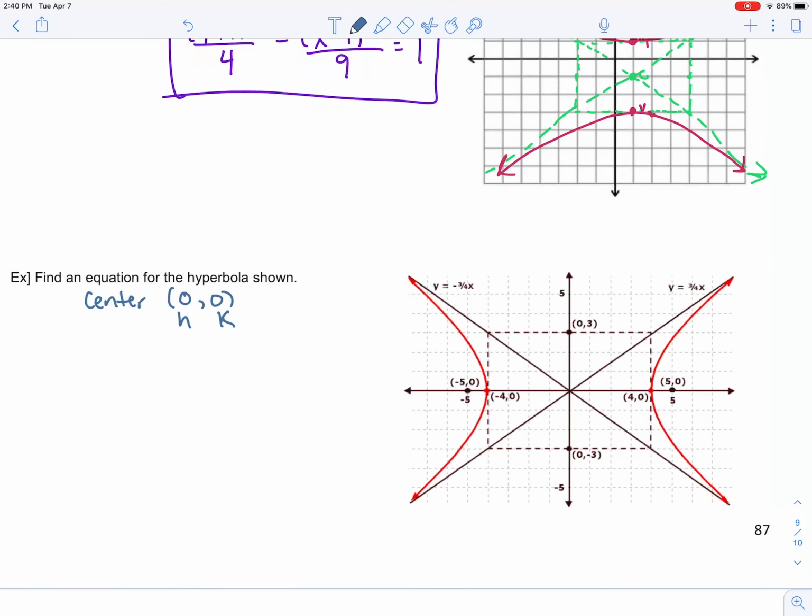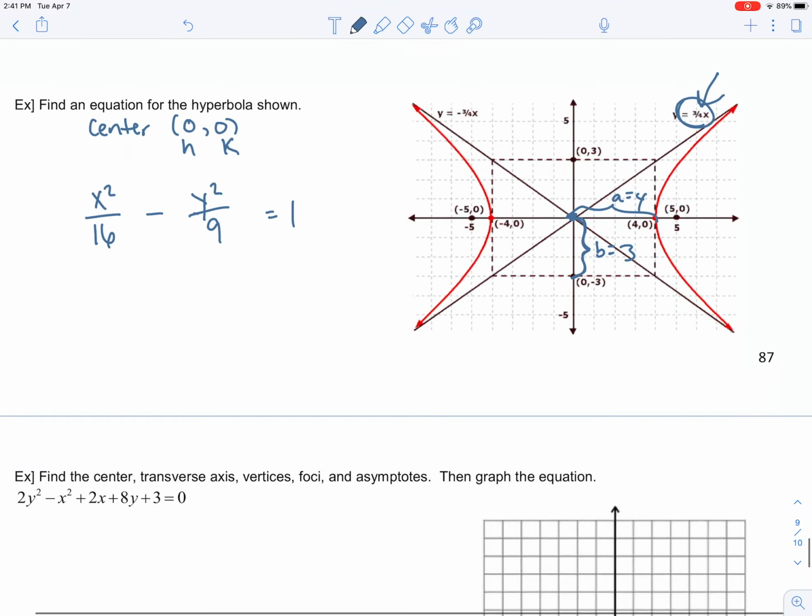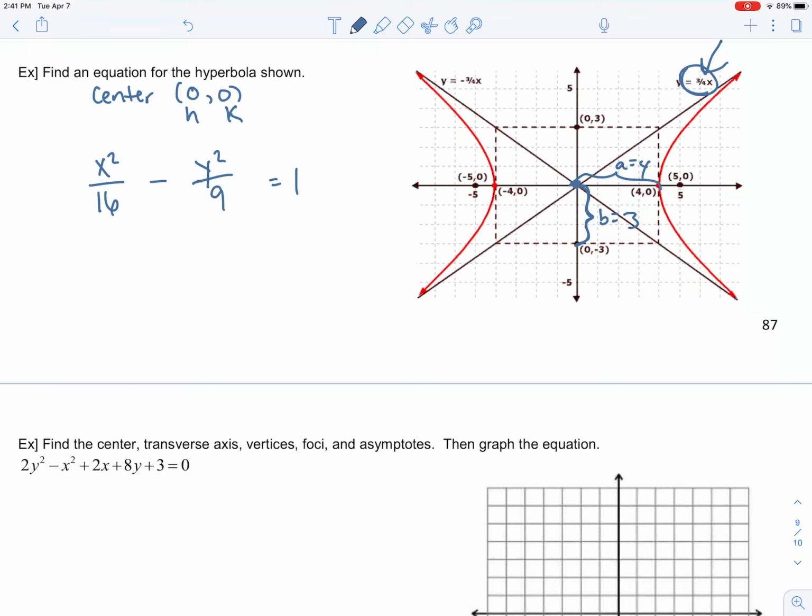h and k. So you can see from the picture that this is a horizontal hyperbola. So it's going to be x squared over something minus y squared over something equals 1. So the a value should be the distance from the center to a vertex. It looks like that is 4 units. So a is 4. So it should be x squared over 16. The b value would be the distance from the center to the other side of this rectangle here. So it looks like b is 3. So b squared is 9. You can also see the a's and b's reflected in the slope of the asymptote.